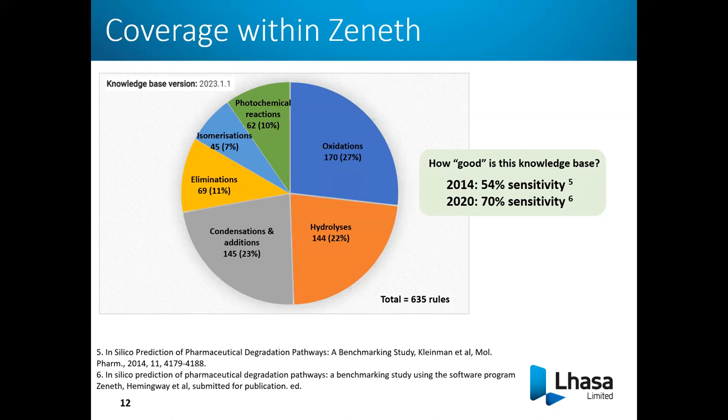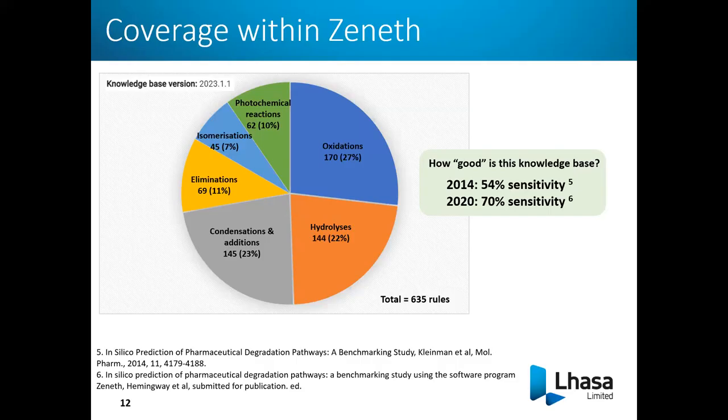So in 2014, we conducted a validation study on the knowledge base, which at that time contained 277 rules. And the data set that we used was an experimentally derived data set of degradation products from forced degradation studies that were donated by pharmaceutical companies. Zenith had never seen this data before, and so we cross-referenced those experimental degradants against what Zenith could predict at that time, and we were getting just over half right.